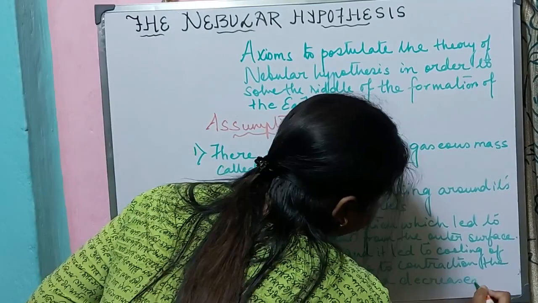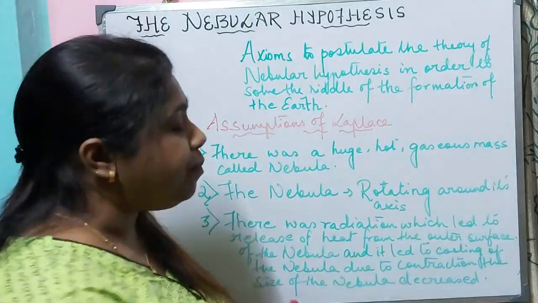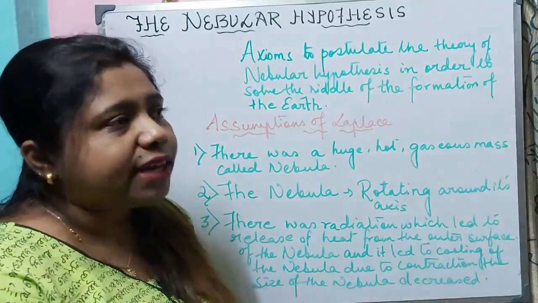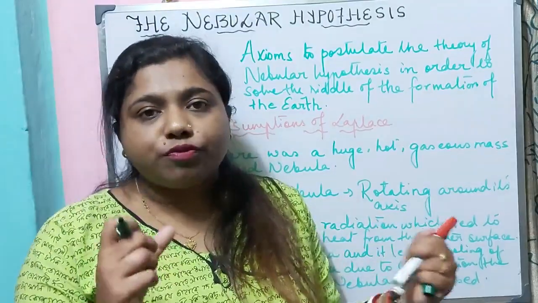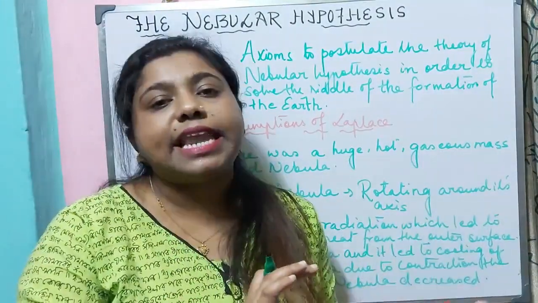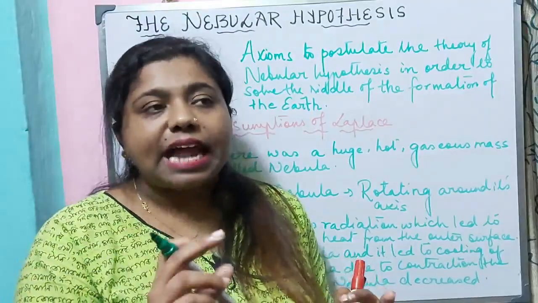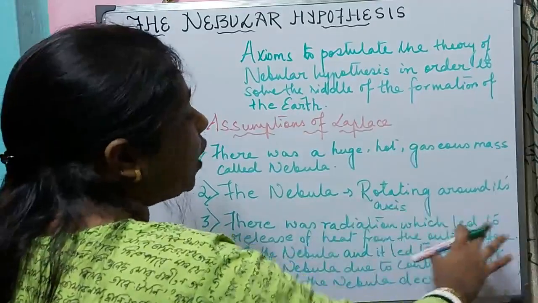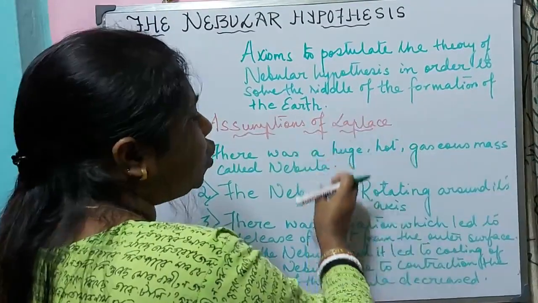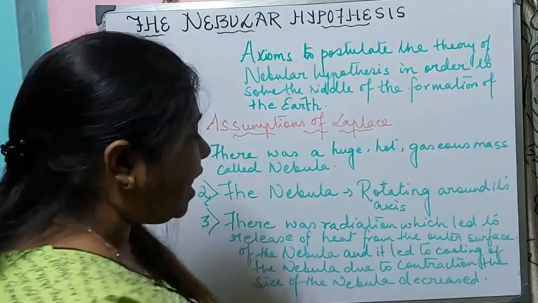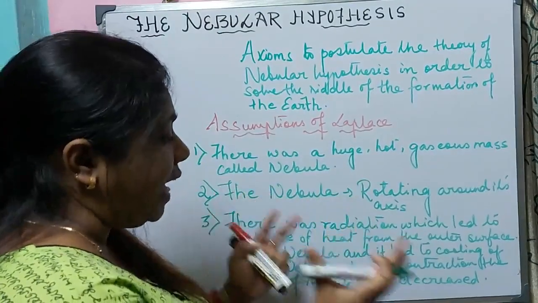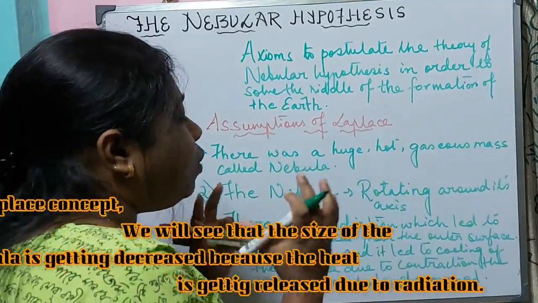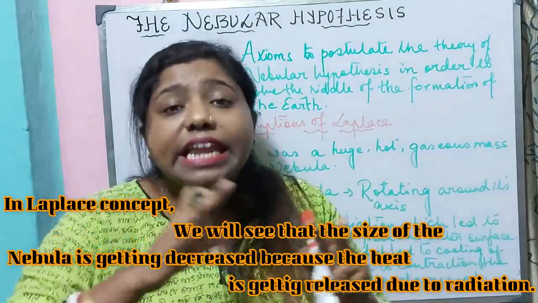In Kant's hypothesis, we have read that from the initial period the mass was cold and motionless and not rotating. Why did it start rotating? Because of collision. Due to collision there was friction, which led to heat, and as the temperature rose, the random motion led to rotatory motion. But here the nebula was, from the initial period, a huge hot gaseous mass and it was rotating. Also, we have read that as temperature increased, the size of the nebula expanded. But in Laplace's concept the size of the nebula decreases, because the heat is released due to radiation.